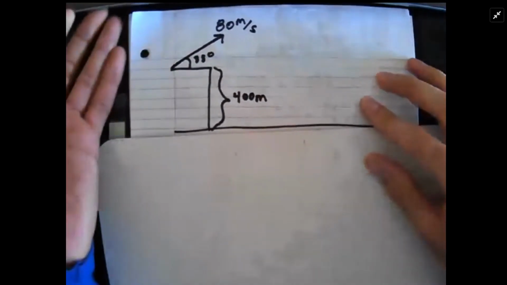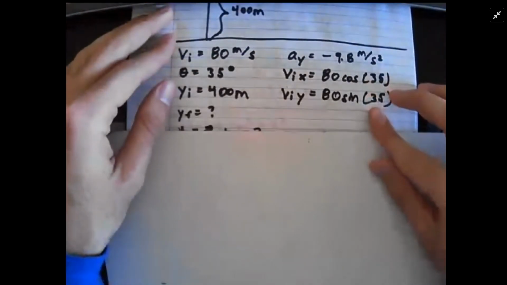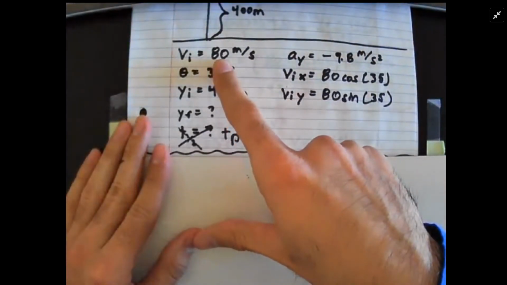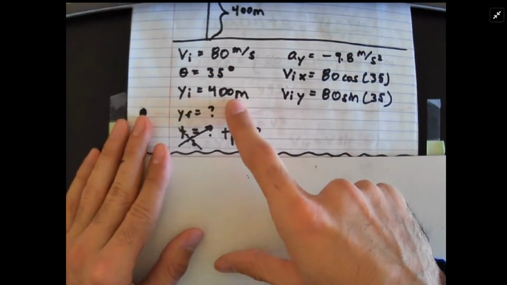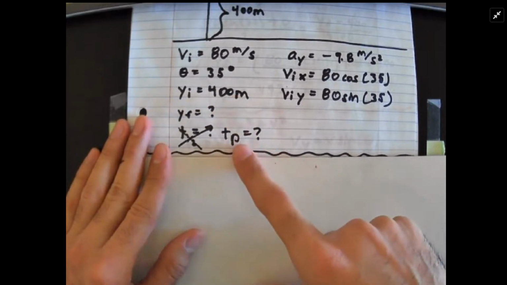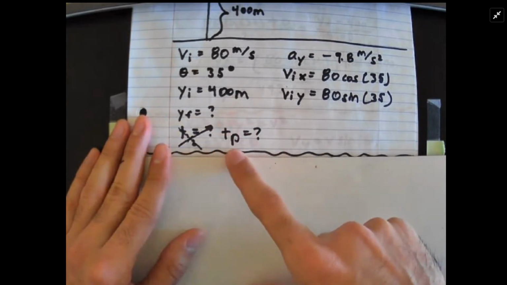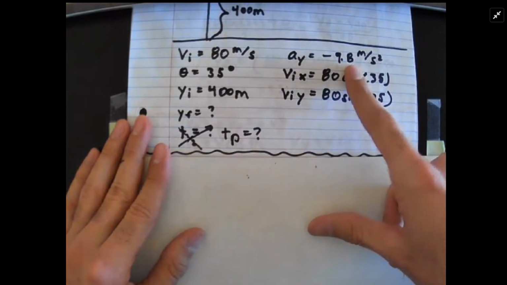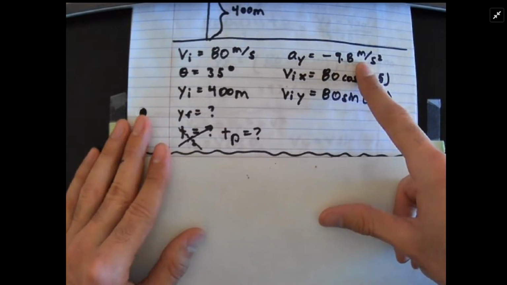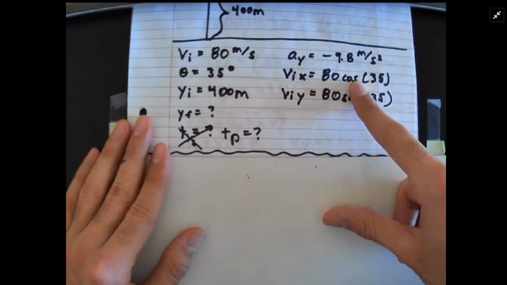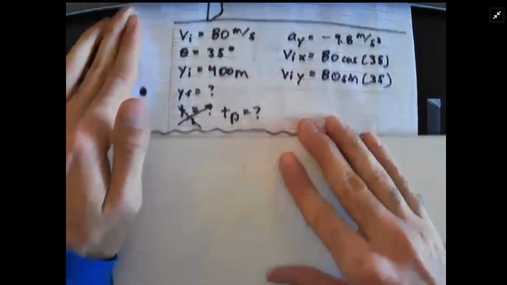With these kinds of problems, you always want to start off by writing down your knowns and unknowns. So I know the initial velocity is 80 meters per second. I know my angle is 35 degrees. My y initial is 400 meters. The y final changes throughout. The time that it takes to reach the peak, t sub p, I don't know, and that's what I want to find out. Or, well, the height, sorry, at the peak. And then I know that the acceleration in the y direction is negative 9.8 meters per second squared. The initial velocity in the x direction is 80 cosine 35 and 80 sine 35 in the y direction.